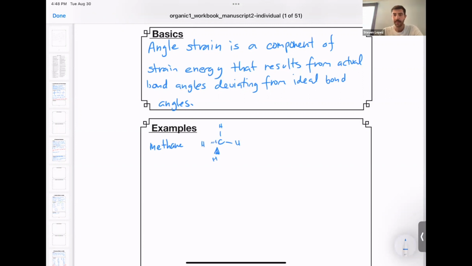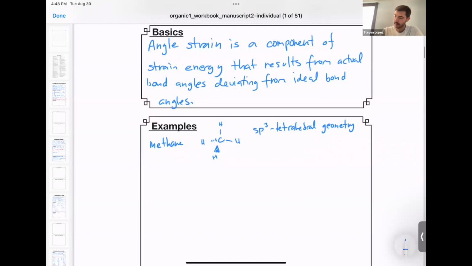the carbon of this molecule is sp3 hybridized. This means it has a tetrahedral geometry, and its bond angles are 109.5 degrees. There are molecules, though, that have sp3 hybridization, but have angles that deviate from this 109.5 degrees. Let's go through some examples.